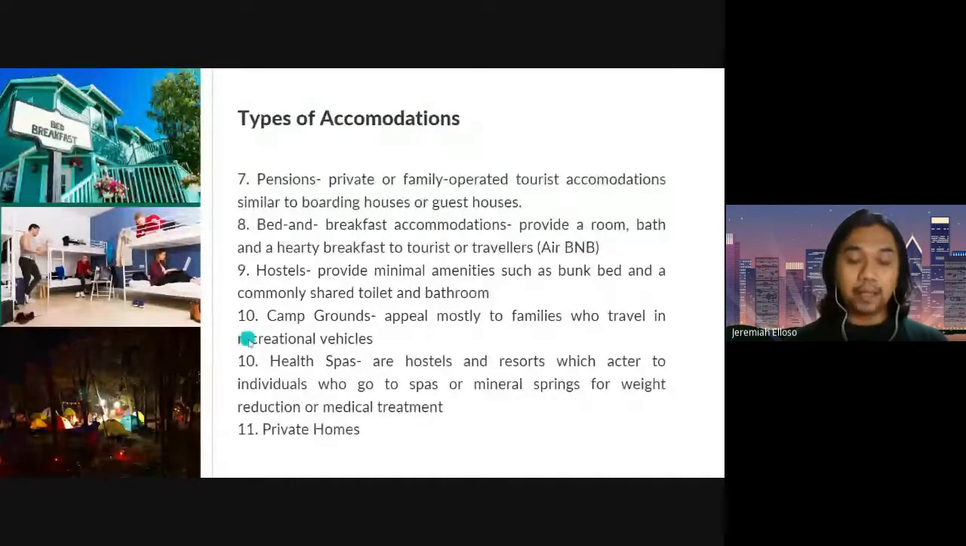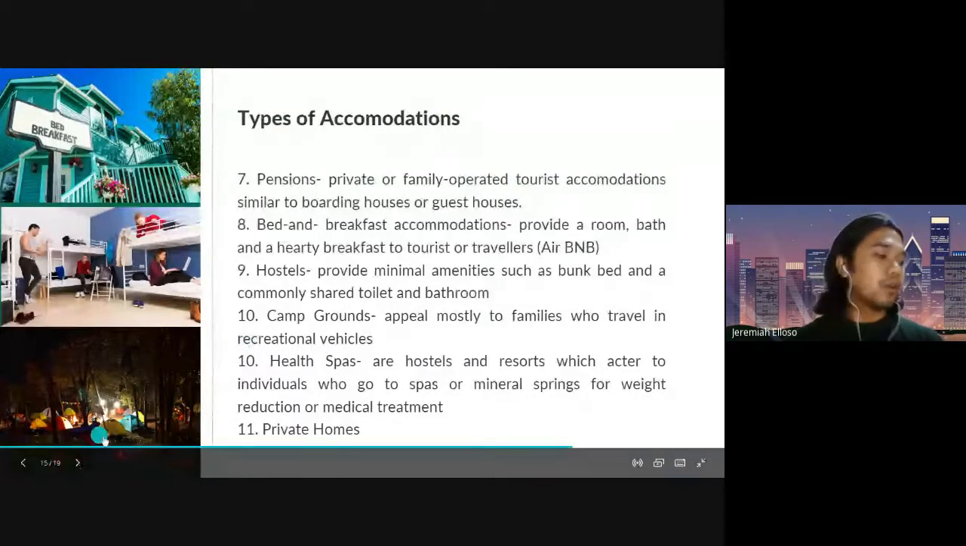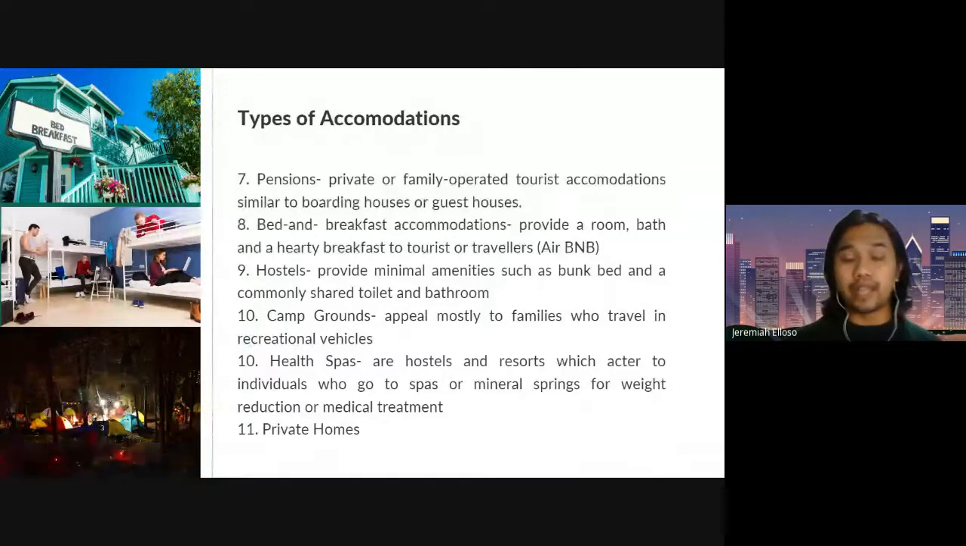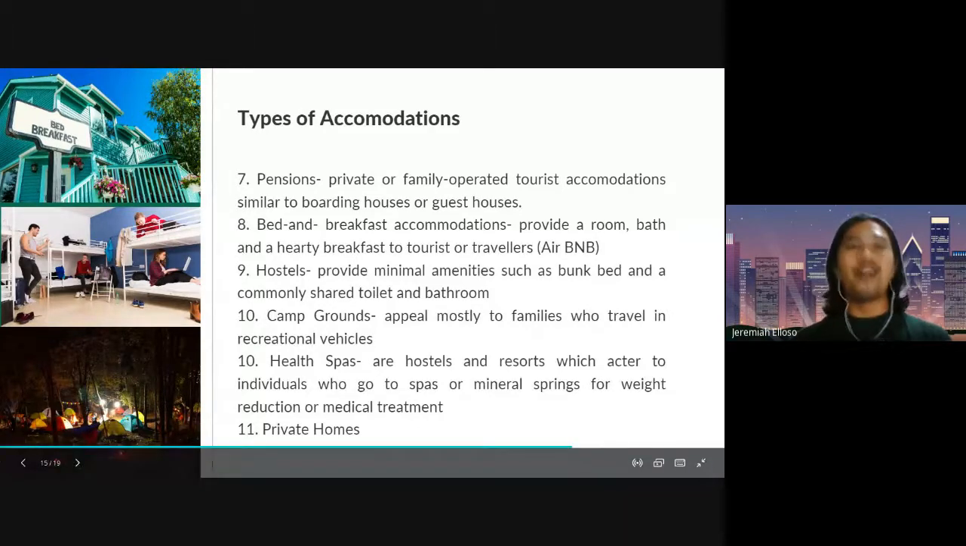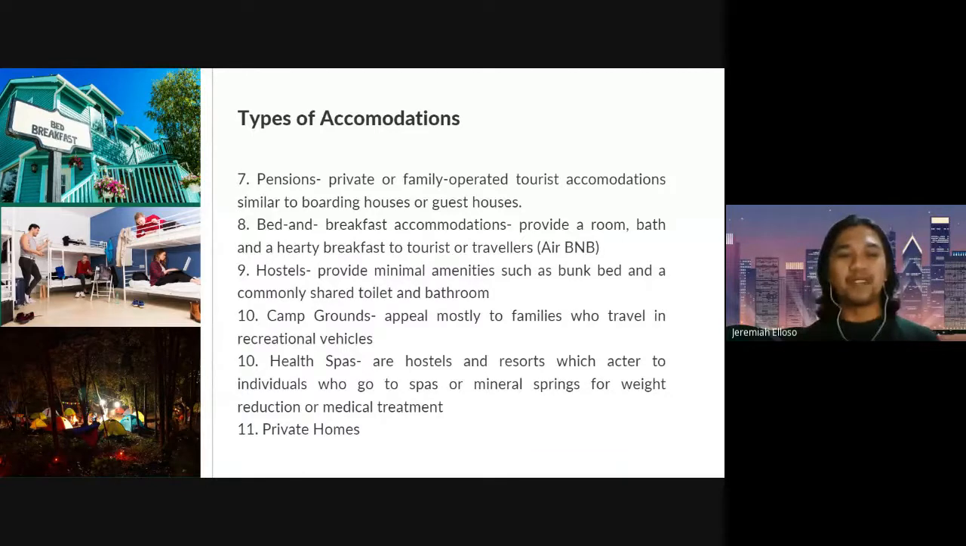All right, campgrounds appeal mostly to families who travel in their recreational vehicles. Camping is also one of the trends nowadays, a modern way of camping, and they call that glamping. I am sure that you've heard of that very trendy word, putting glam in camping. All right, and then health spas are hostels and resorts which cater to individuals who go to spas and mineral springs for weight reduction or medical treatment. And then last is private homes, which could also be a type of accommodation.